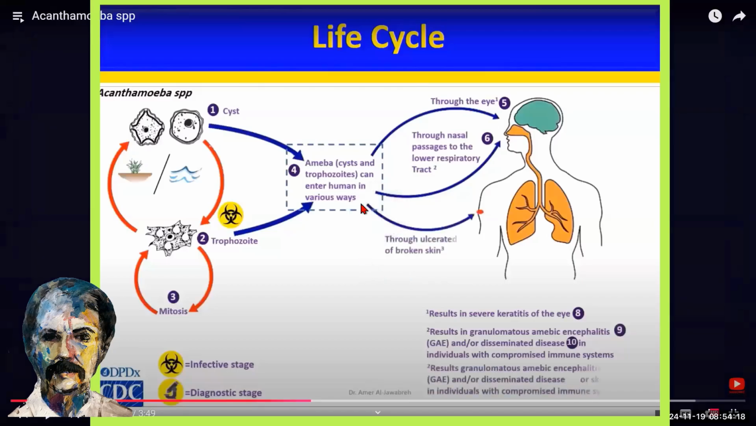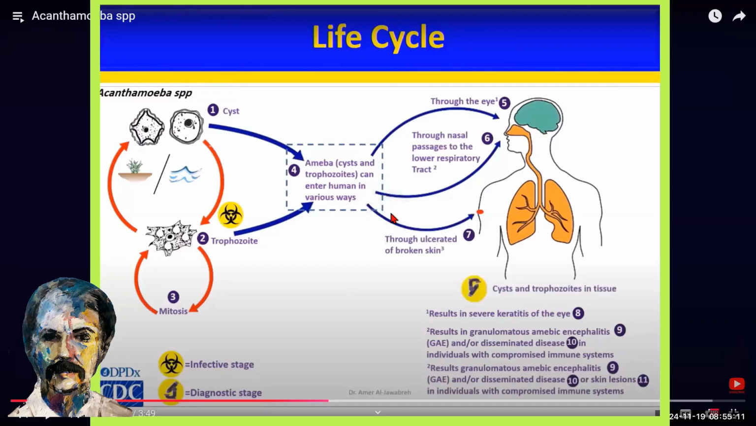Sometimes also, like Balamuthia, it can go through our wounds. If we have wounds on our bodies, and the wound is open, not sterilized as it should be, then it can get access through the wound. Again, this is like Balamuthia, that the cyst and the trophozoite are infective stages, not like Naegleria, only the trophozoite and the flagellated form. So cyst and trophozoite, infective; cyst and trophozoite, diagnostic.